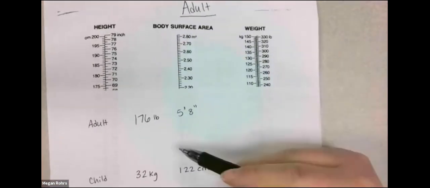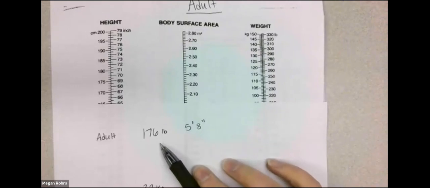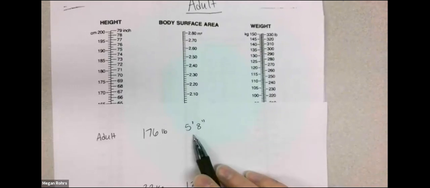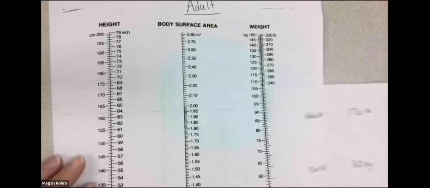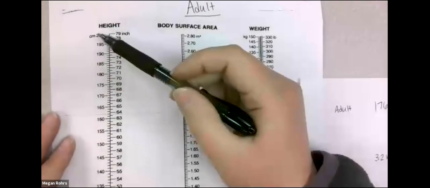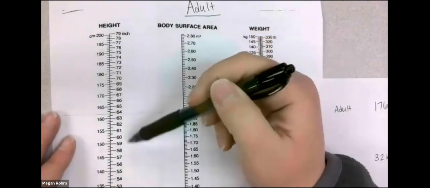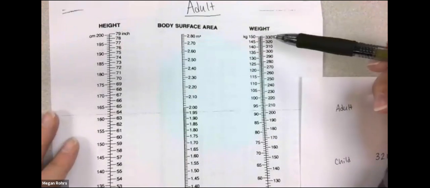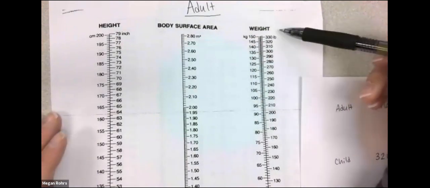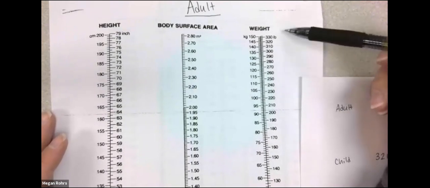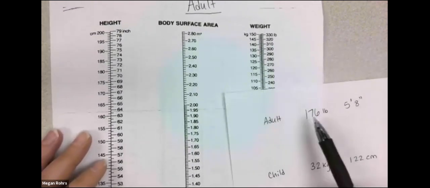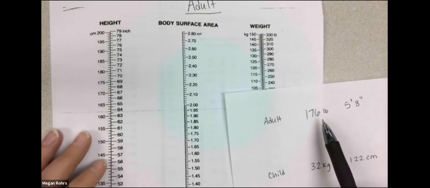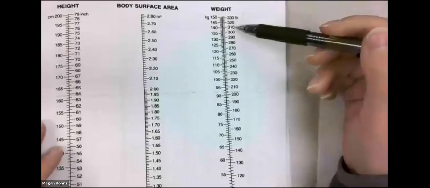So let's look at this adult here. We have an adult who is 176 pounds, and they are 5 feet 8 inches. So how this chart works, you have height on one side, and either looking at centimeters or inches here. You have the weight on this side, kilograms on the left, pounds on the right. So always make sure that you're looking at the right side for the right unit. So what we're going to do is make a mark. They weigh 176 pounds, so I want to look at this pound side.